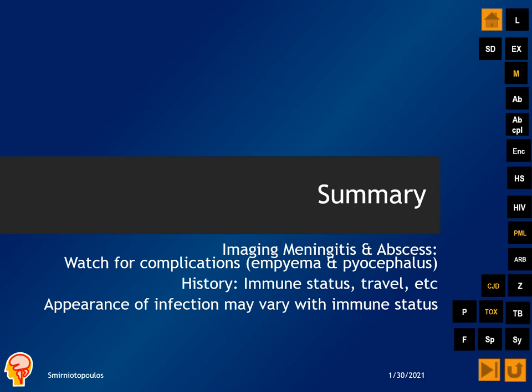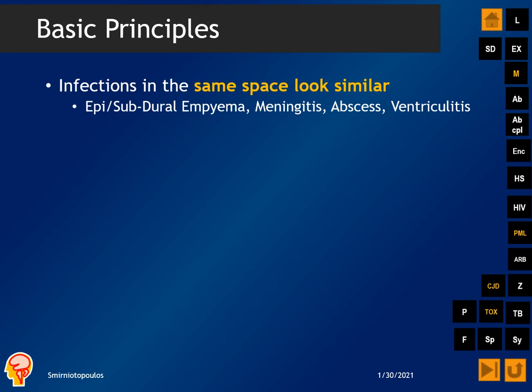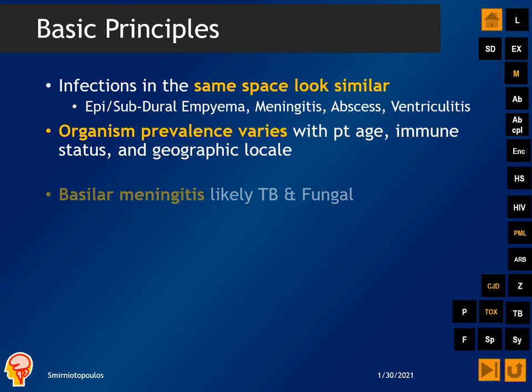Let's summarize what we had a chance to talk about. When imaging meningitis and abscess, watch for the complications of empyema and pyocephalus. The history of the patient, especially their immune status and history of travel, are extremely important. And remember that the appearance of an infection may also vary with immune status. Immune-suppressed people may not have a florid reaction and may have diminished contrast enhancement. The basic principles: infections in the same space look similar. Organism prevalence varies with patient age, immune status, and geographic locale.